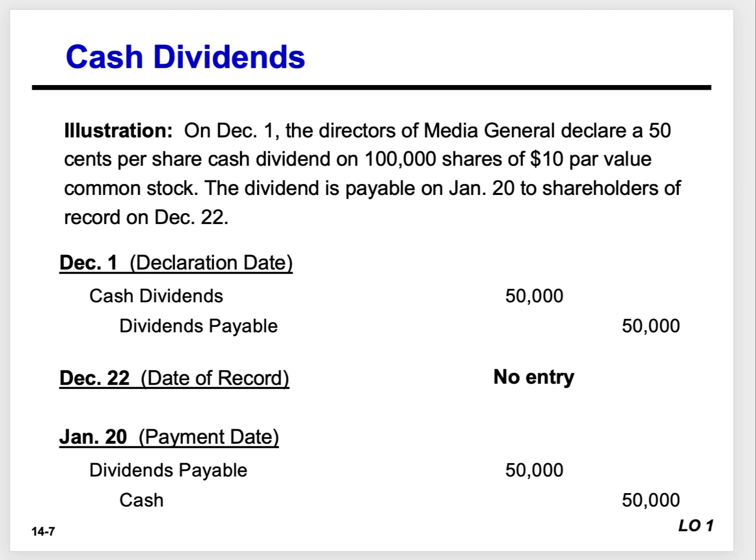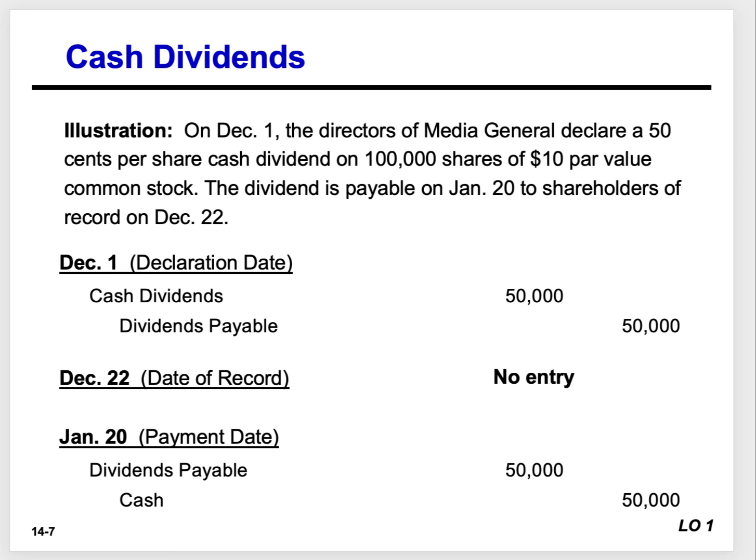They tell us that the dividend is payable on January 20th to shareholders that actually own the stock on the record date of December 22nd. Okay. First journal entry we do is on the declaration date. So on December 1, we have an obligation. We need to debit cash dividends for $50,000. We need to credit dividends payable for $50,000. Okay? On December 22nd, that is the date of record. No journal entry do we need to make on the record date.